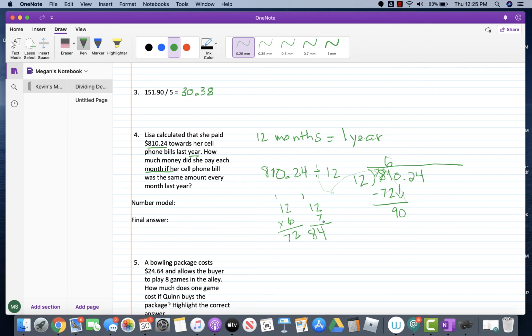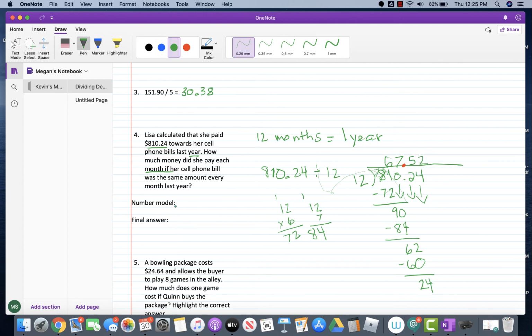Well, 12 times 7 I already figured out is 84, so that's going to be just fine. 12 times 7 I know is 84. 90 minus 84 gives me 6. I need to bring down my 2, and I almost forgot the most important step, bringing up that decimal. 12 times 5 I know is 60, so I will use 5. And then I need to bring down my 4, and 12 times 2 gives me 24.